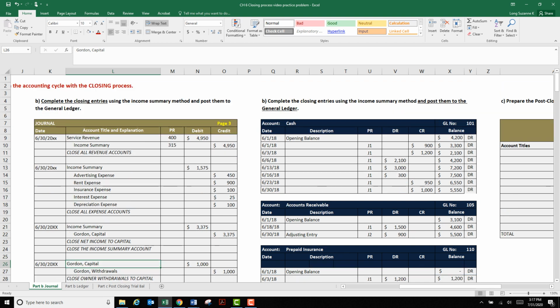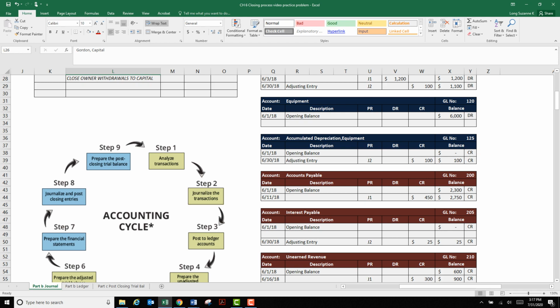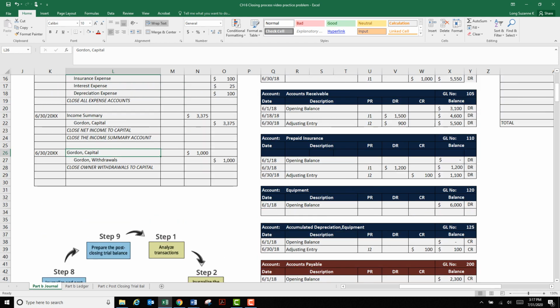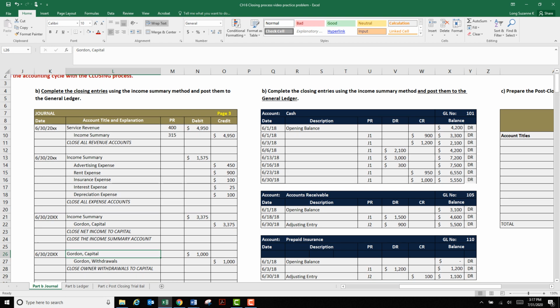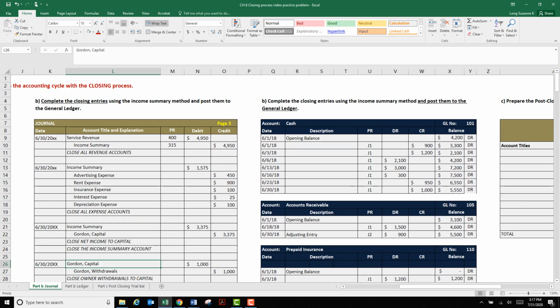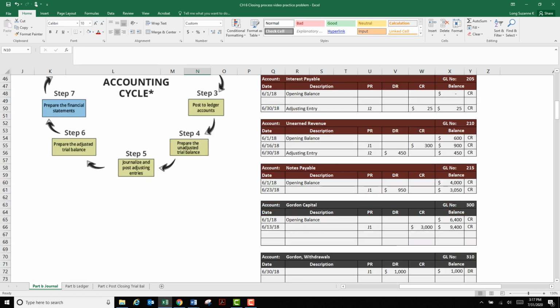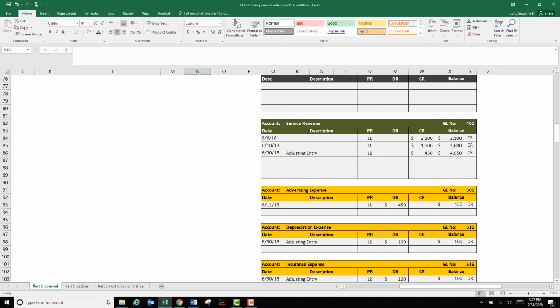So we've got complete the closing entries, and then we've got post the closing entries. And this kind of looks like, hey, isn't this ledger already done? It looks pretty complete, right? Well, no. These closing entries have not been posted yet, so we still have to finish these 4 journal entries. So here we've got service revenue, income summary, $49.50.